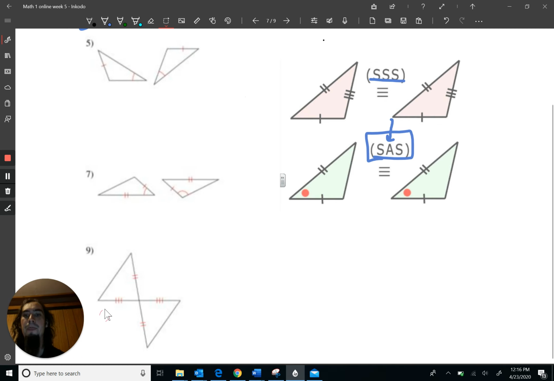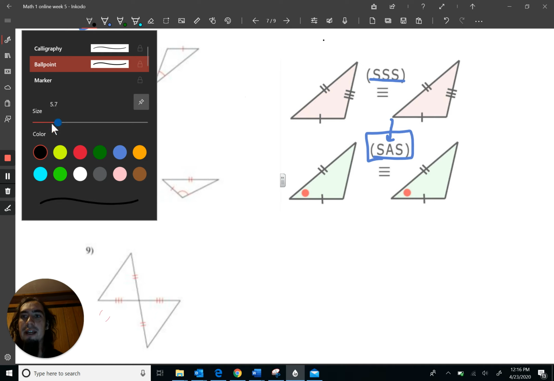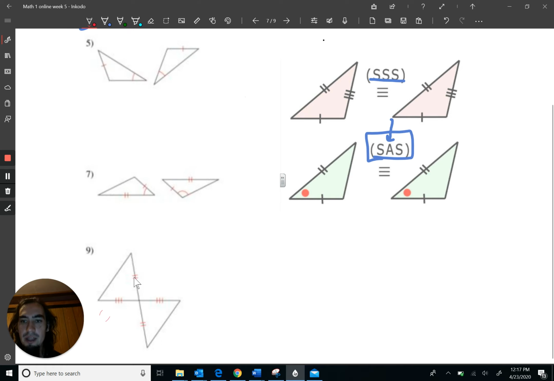Perfect. Okay, I accidentally moved something. I had made some marks here, so let me just put them back in. While I'm doing this, let me point out that those two triangles do label two sides, and they show us that this side and this side both have two markings.